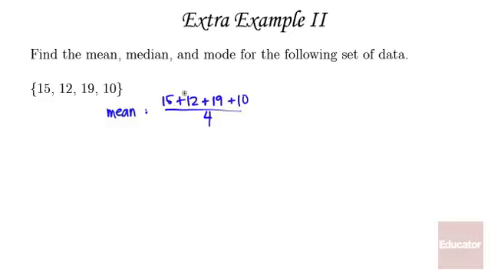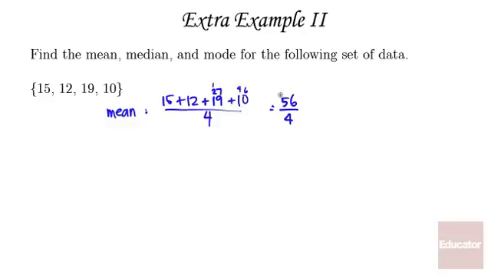15 plus 12 is 27. Okay, 27 plus 19. So 7 plus 9 is 16. Bring up the 1, and then I'm going to write that 6 right here. 2, 3, 4. So 27 plus 19 is 46. Add the 10, and you're going to get 56. Divide that by 4. Okay, 56 and 4.